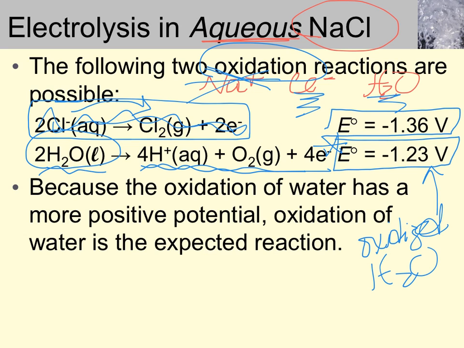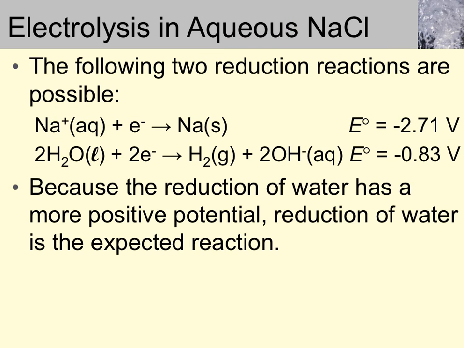So let's look at the reduction half reaction possibilities. Reduction, of course, means addition of electrons. So the chloride ion already has an extra electron, so it's not going to participate in a reduction. That's pretty safe. But the cation could undergo reduction, or again, water could undergo reduction.